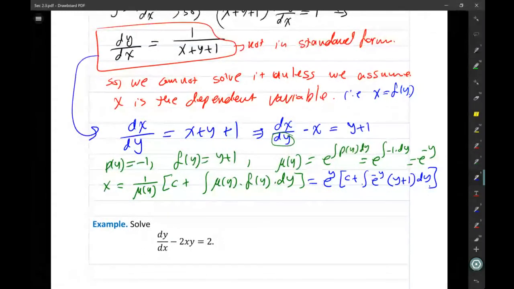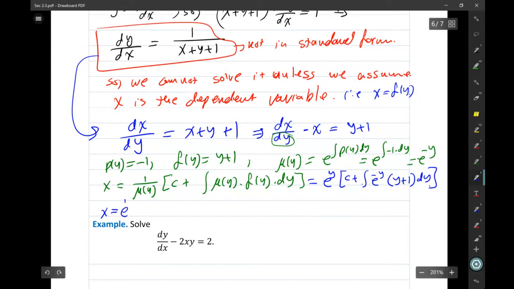Now you have to integrate and multiply. So x becomes e to the power y times c plus the integral of y plus 1 e to the power minus y with respect to y. This can be integrated easily and straightforwardly by using integration by parts, which gives minus of y plus 1 e to the power minus y minus e to the power minus y.